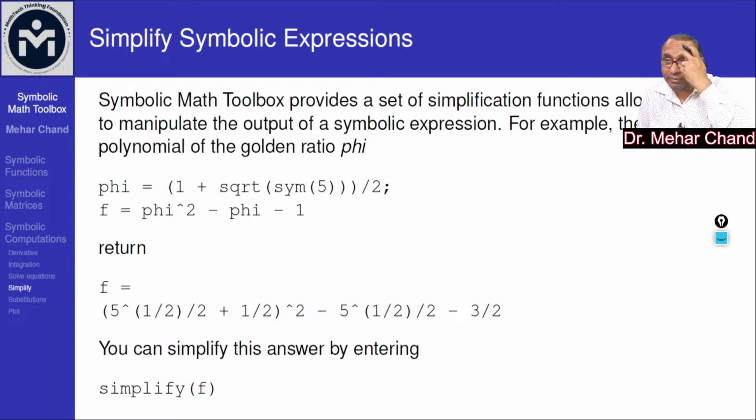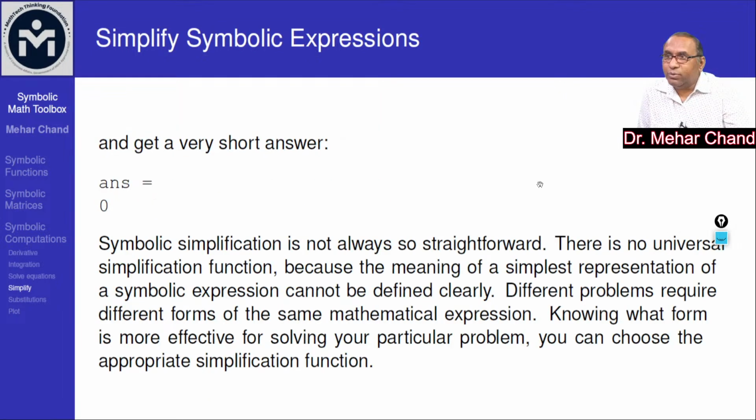So I am not doing the MATLAB experiment by using this statement. After getting this file, or if you have the system, you can do the experiment parallel with this session. The thing is, the symbolic simplification function in MATLAB exists because the meaning of the simplest representation of a symbolic expression cannot be defined clearly. Different problems require different forms of the same mathematical expression. Knowing which form is more effective for solving your particular problem, you can choose the appropriate simplification function.